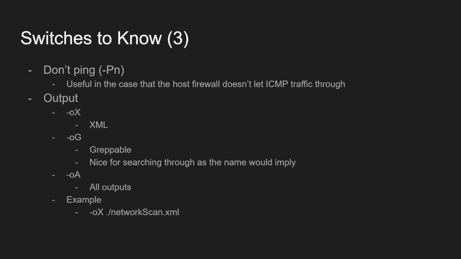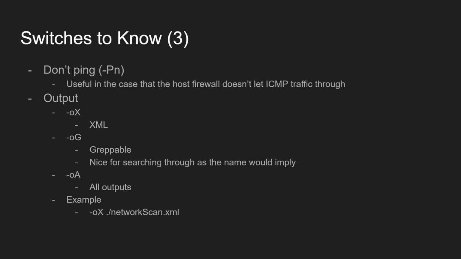And then last but not least, we have our output. So there are 4 different flavors of this. We have the -oX, which is your XML output, -oG, which is greppable, which, as the name would imply, is nice for searching through afterwards. It allows a lot of unique spots, so you can go through and grab specific things out of the scan, and it makes it very, very convenient.